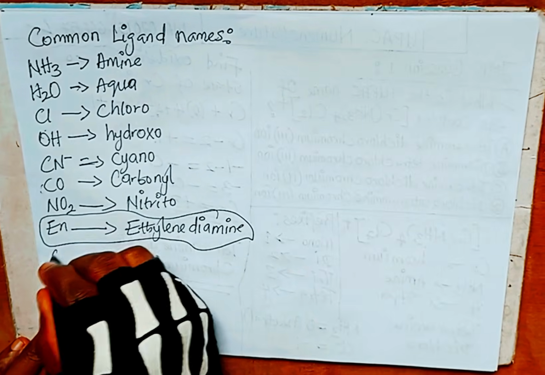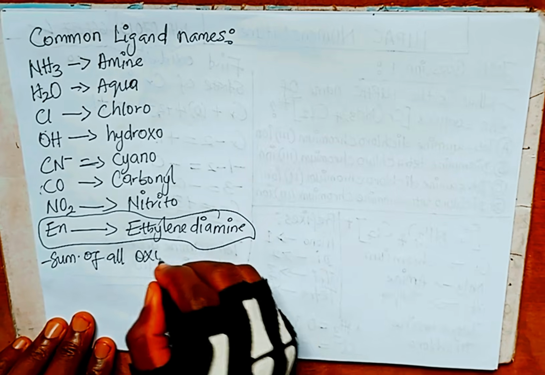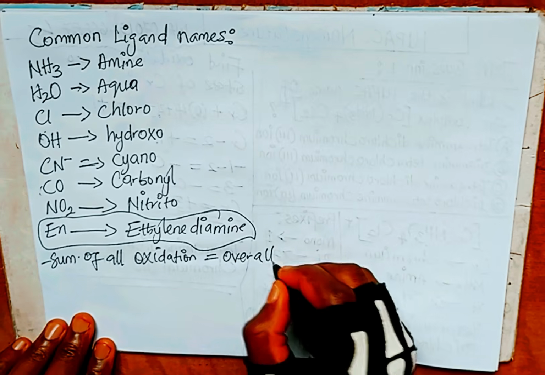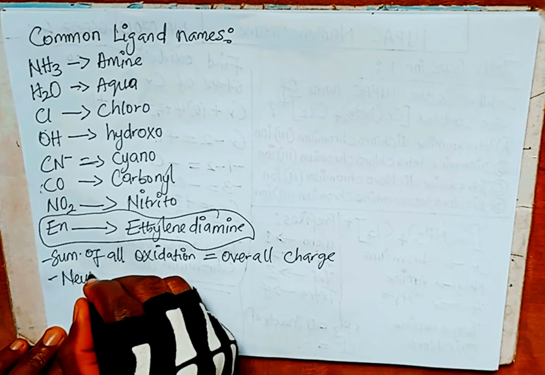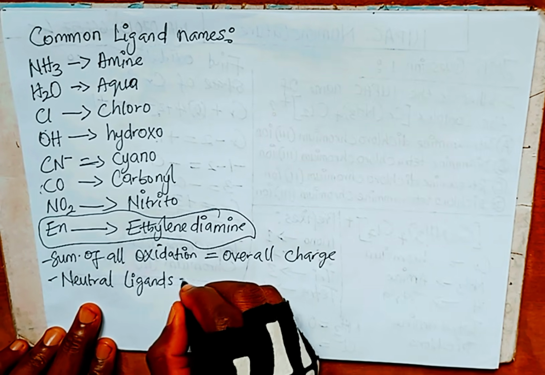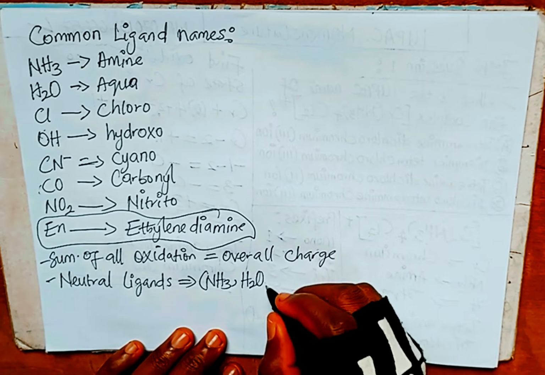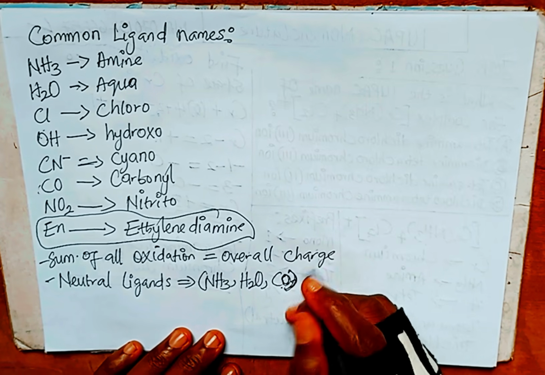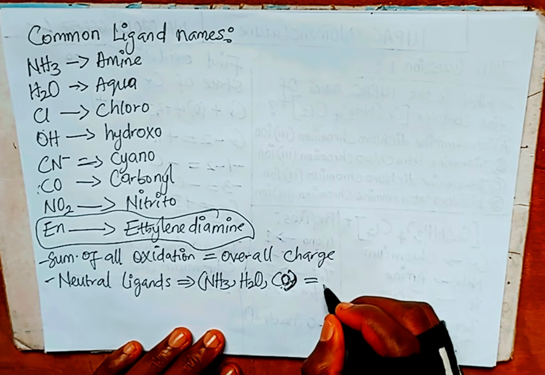Remember that the sum of all oxidation states equals the overall charge. Equal to what? Overall charge. So neutral ligands are the ones that go with 0. Neutral ligands include NH3, which is ammine, and CO, which is called carbonyl. All these are neutral. They are equal to 0.